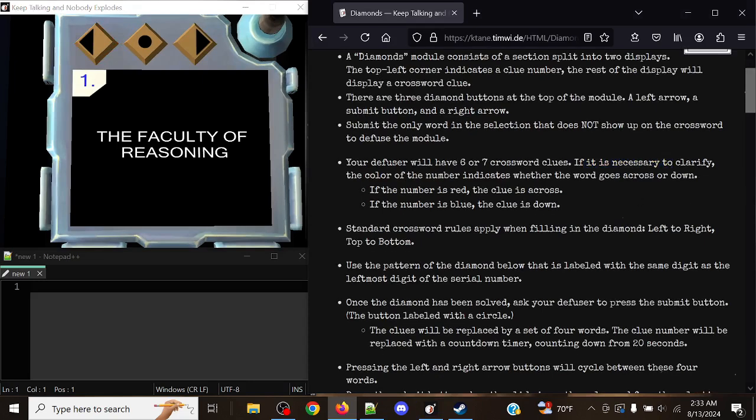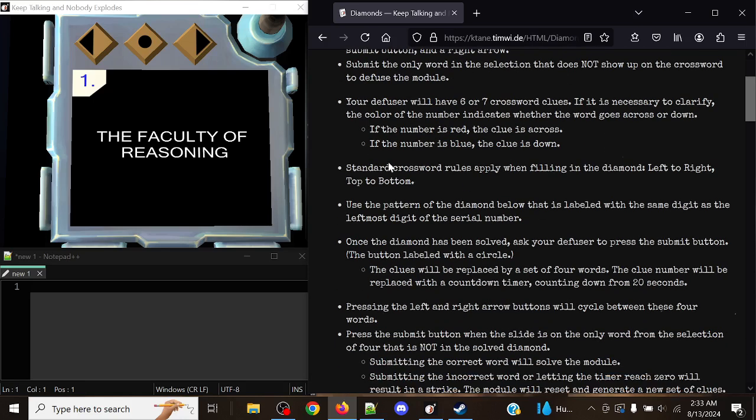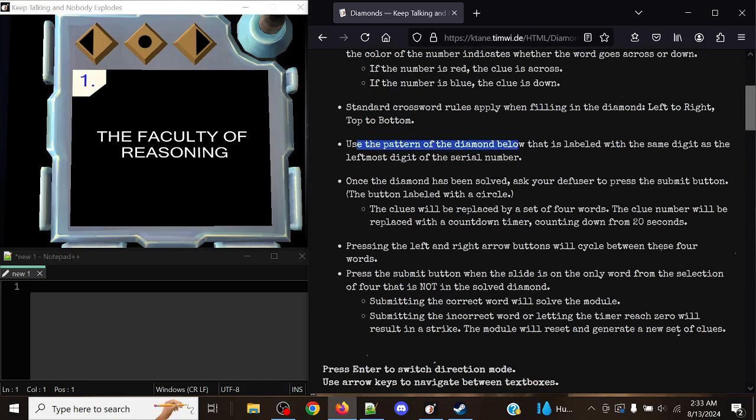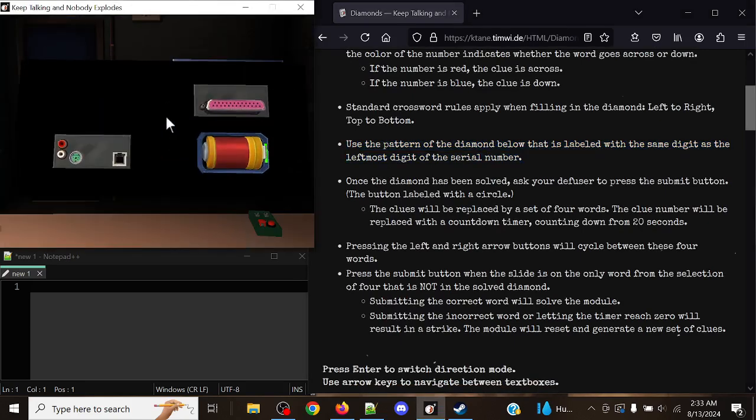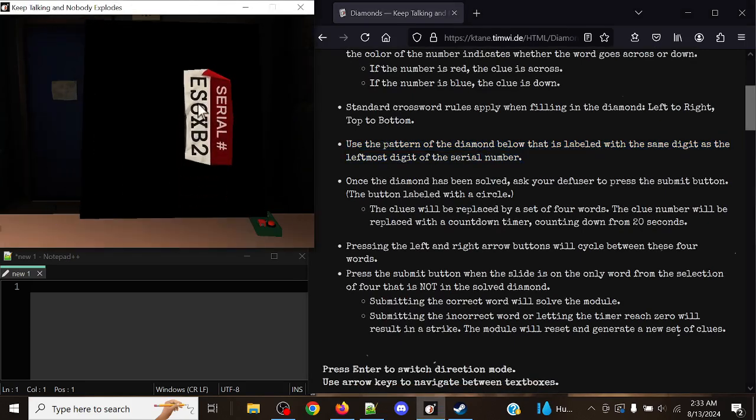If it is necessary to clarify, the color of the number indicates whether the word goes across or down, similar to a crossword puzzle. If the number is red, the clue is across, so we go from left to right, and if the number is blue, it goes down, top to bottom. Standard crossword rules apply when filling in the diamond, left to right and top to bottom, and we're going to use the pattern of the diamond below that is labeled with the same digit as the leftmost digit of the serial number, not the last, the leftmost. So in this case, we're going to be looking at the diamond that is number 6.